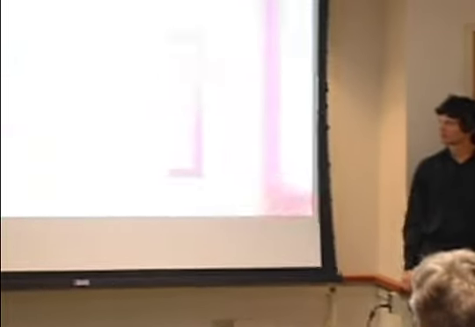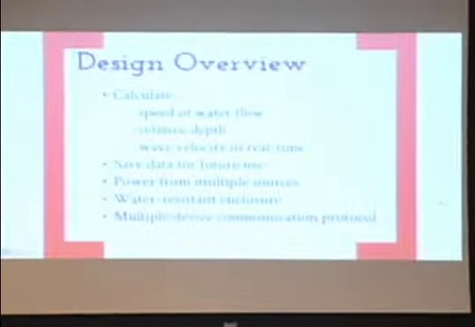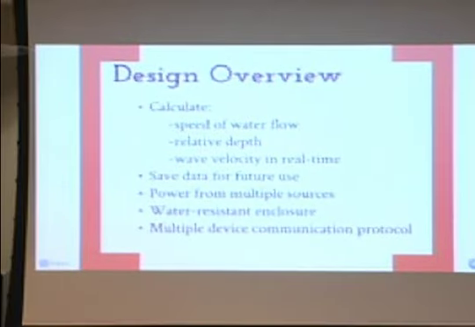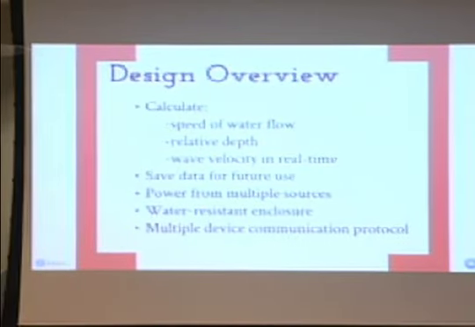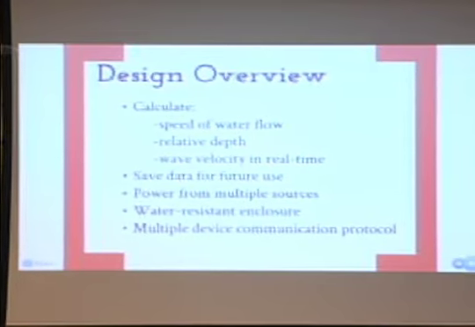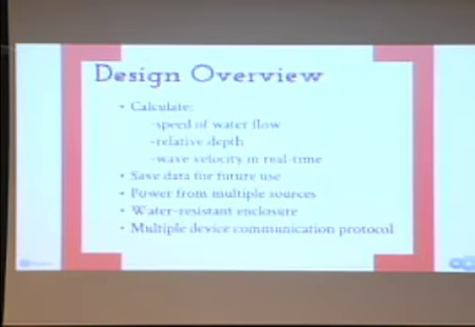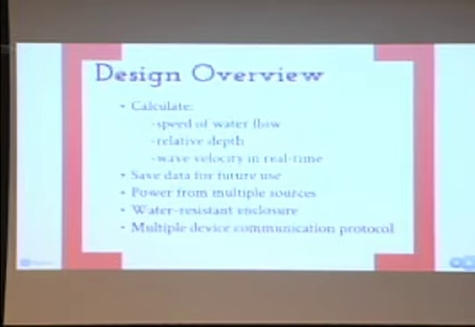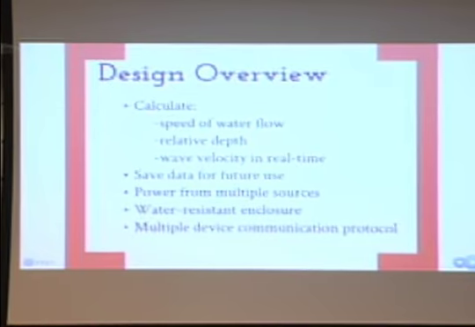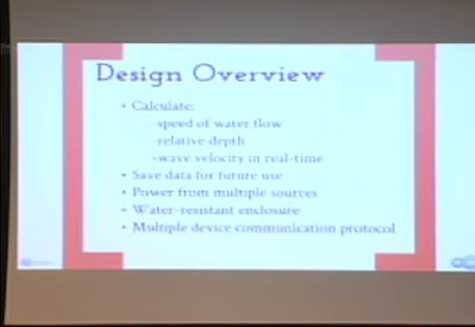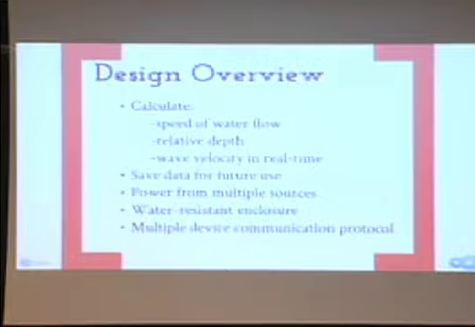So our system is supposed to calculate speed of water, relative depth, and wave velocity in real time, acquire those readings, and provide the user with a graphical and tabular format to see those readings. It's also supposed to save data for future use.